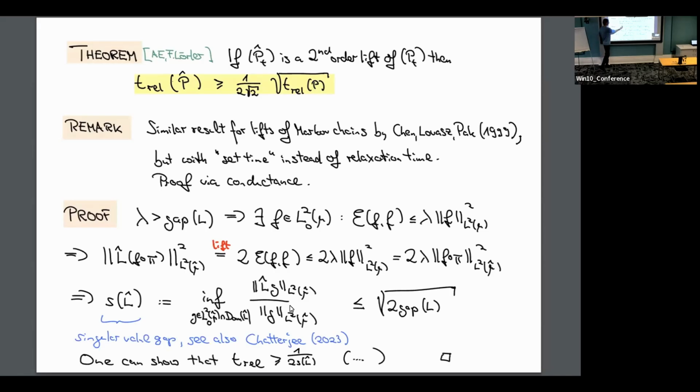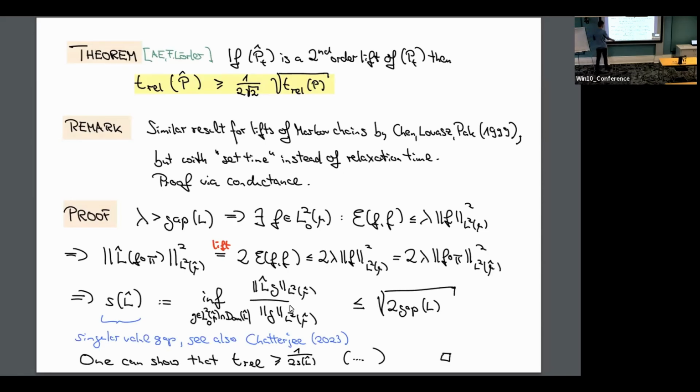And if you let lambda now approach the gap of L, you see that this quotient here is bounded by the square root of twice the gap of L. Sorry, it's not true for any function, but this infimum here is bounded by the square root of twice the gap of L. And what is this infimum here? This infimum is not the spectral gap. This is what we call the singular value gap. So it's the square root of the spectral gap if you replace L hat by L hat star L hat.